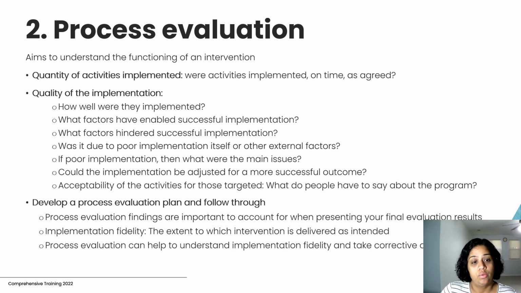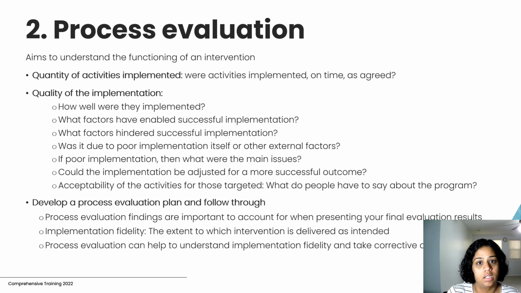So there are two ways to look at it. One is just the quantity of activities, just a checklist of yes or no, in terms of whether the activities that you planned were implemented on time and as agreed. So a simple checklist to say, yes, these are the activities which needed to be done and they're done. The other part really gets more at the quality of the implementation.